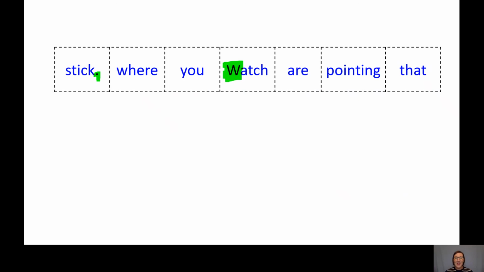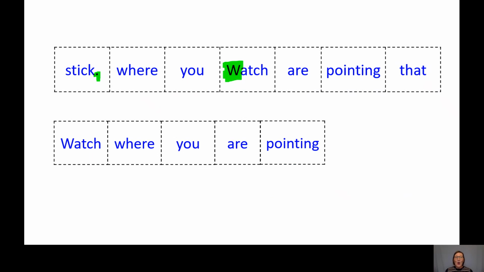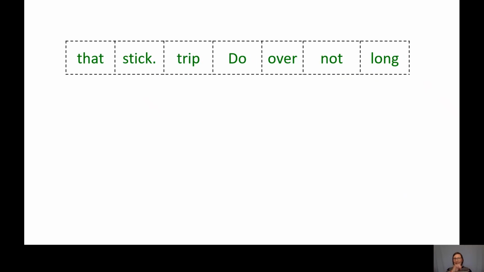Did you have a go? Let's see if we've got the same. So our first word would be watch. Watch where you are. Is it pointing or is it that? Watch where you are pointing. That, and that last word, stick, is at the end because that's where the full stop is. Watch where you're pointing that stick. That's very bossy, isn't it? I've got another one here.